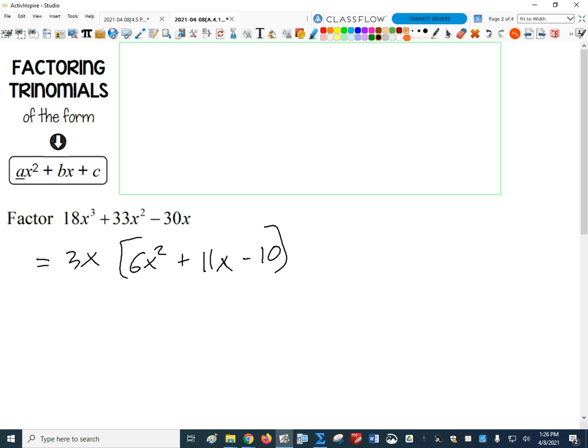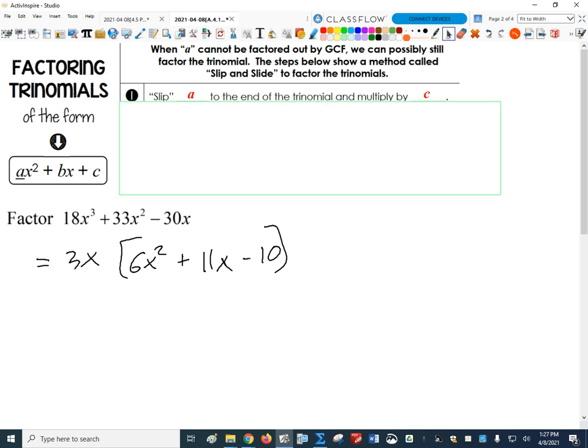We're left with a trinomial where a is not equal to 1. So this is a harder type, right? Let's use slip and slide. If we're going to use slip and slide, what's our first step? Remember? Would it be a times c? Right. So first step, we're going to take the a and drag it over to the end, right? So it looks like this. First step, slip a to the end of the trinomial and multiply by c.